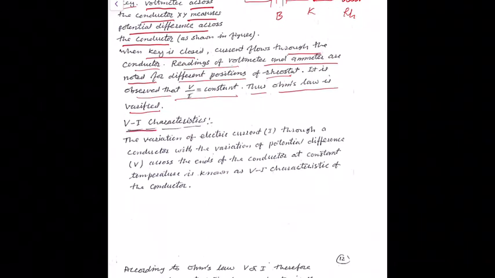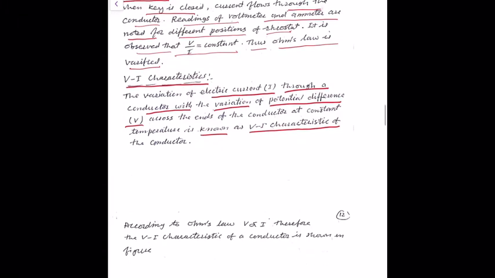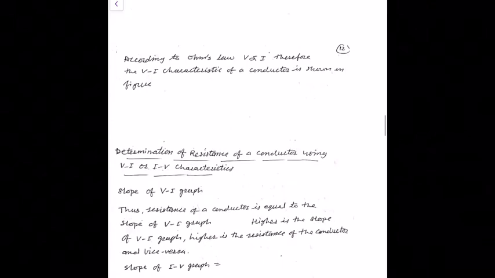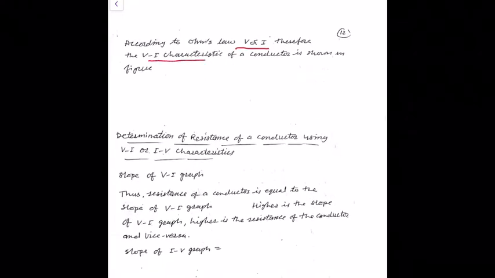VI characteristics. The variation of the electric current I through a conductor with the variation of potential difference V across the ends of the conductor at constant temperature is known as VI characteristics of the conductor. According to Ohm's law, V is proportional to I. Therefore, the VI characteristics of a conductor is shown in figure here.